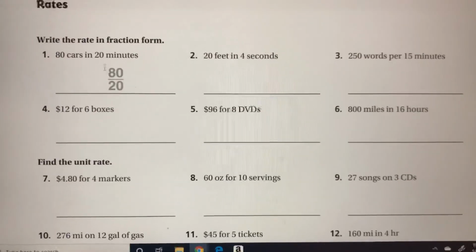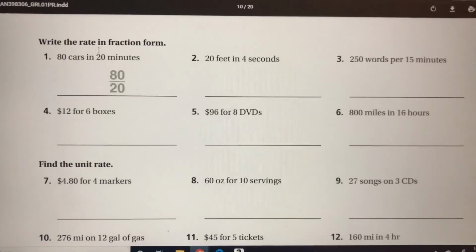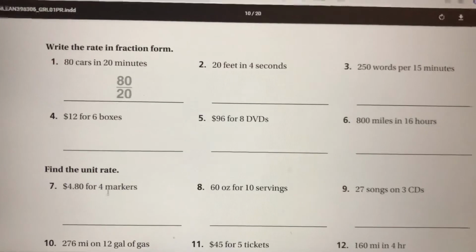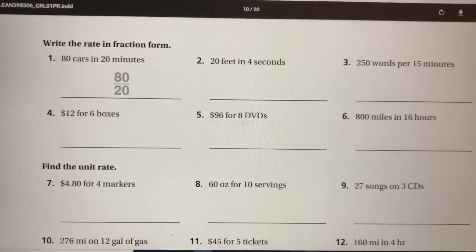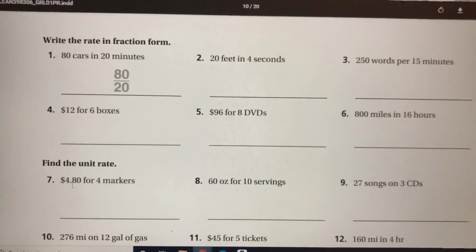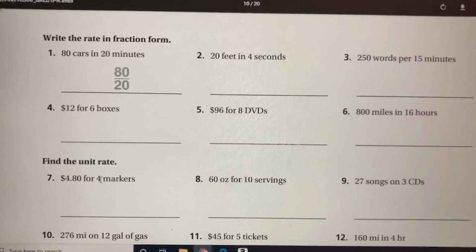Remember, you're going to have 2 different sets of directions. When they want you to write the rate in fraction form, this is what you're doing, you're not solving it. Down here, find the unit rate, which is going to be division. The number on the left is your dividend, the number on the right is your divisor.